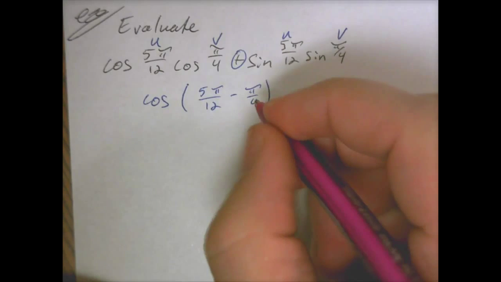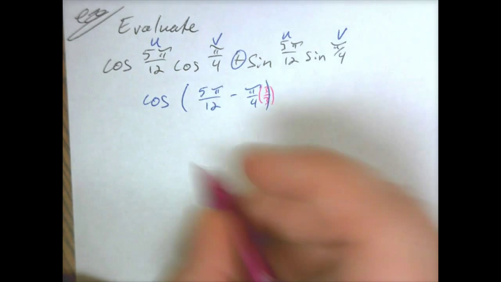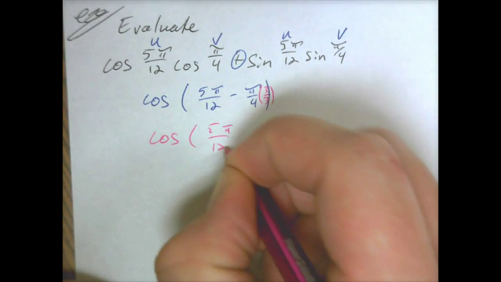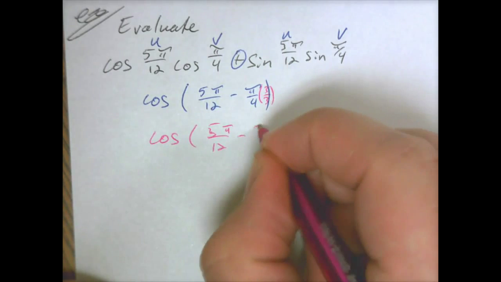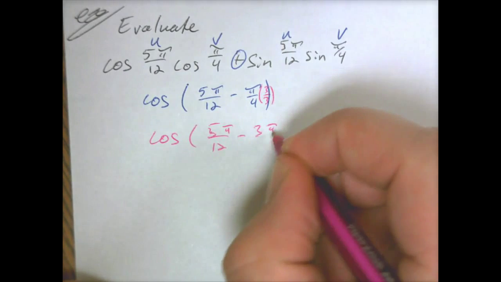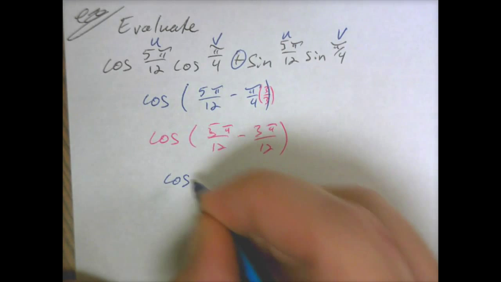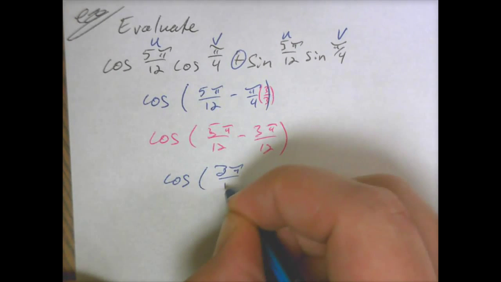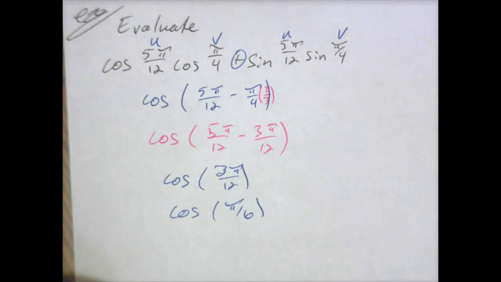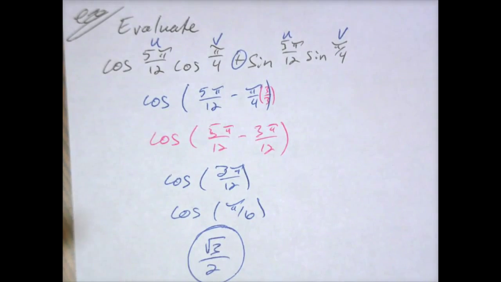So then I need common denominators in order to subtract fractions. So if I multiply this one by 3 over 3 to get a common denominator, if you guys don't know what a common denominator is, holy cow. I love you guys, but wow. That's like 4th grade stuff. 3 pi over 12. So then I can subtract these. So cosine of 2 pi over 12, which is the same thing as cosine of pi over 6 when it reduces. Cosine of pi over 6 is root 3 over 2, and I have a solution. Whoa!